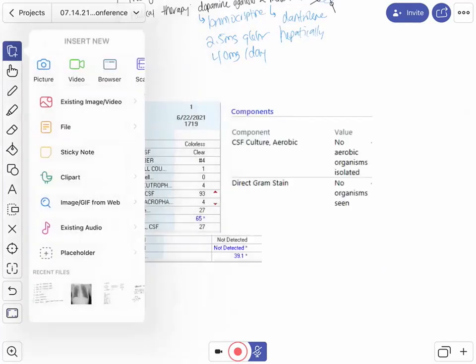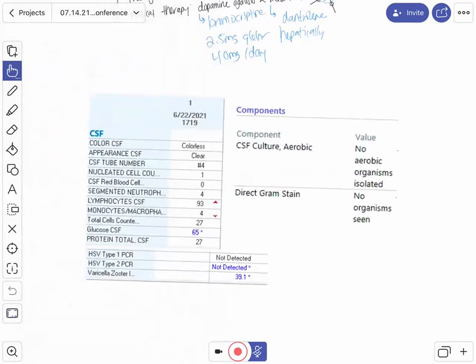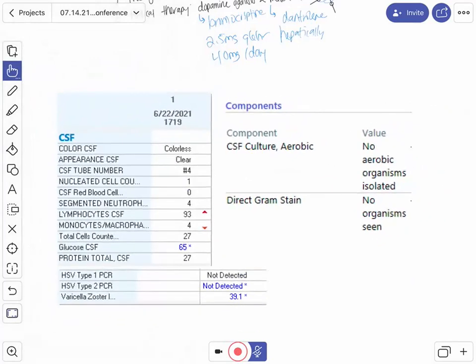So I'm going to give you her CSF studies. Take about 30 seconds with your team and tell me what you're thinking.